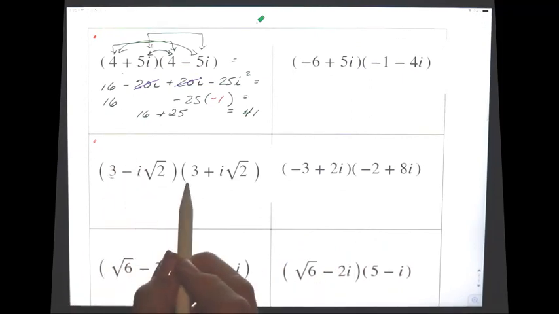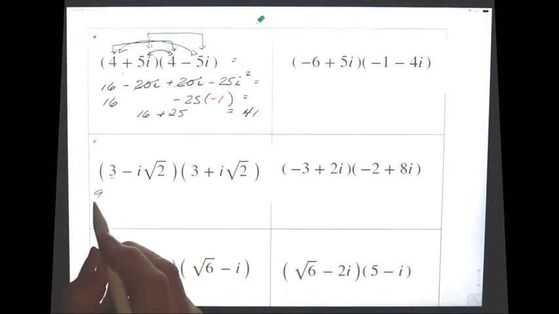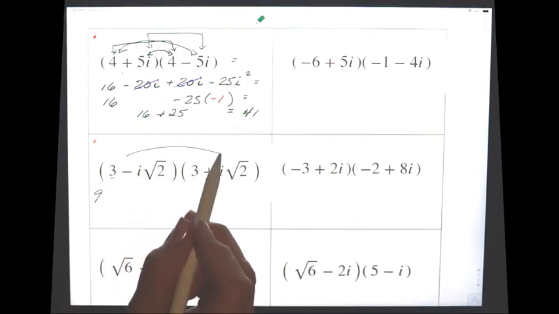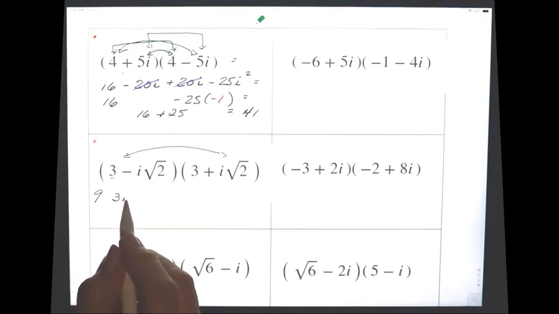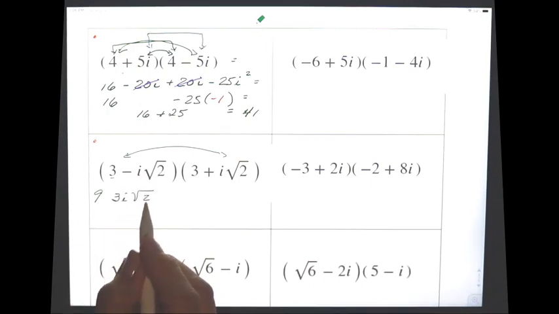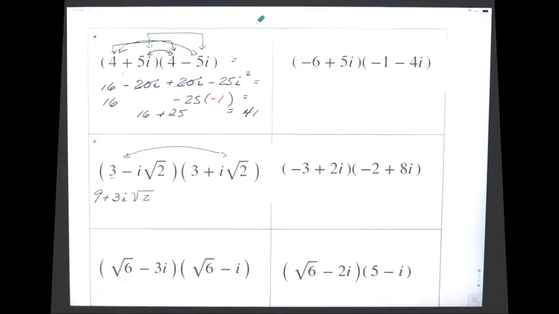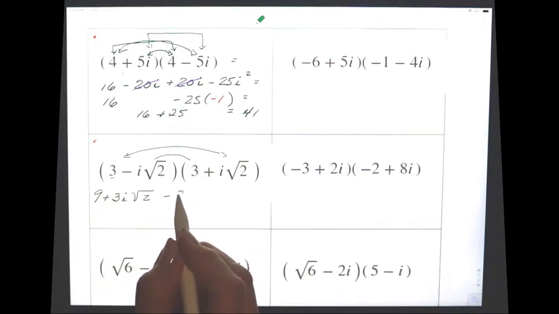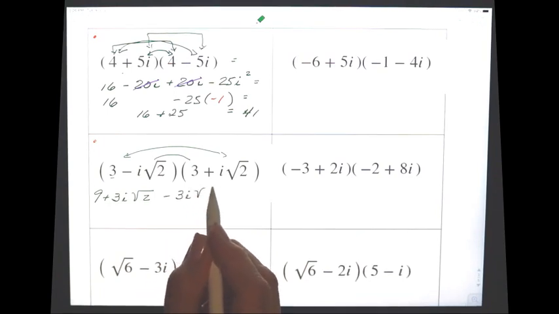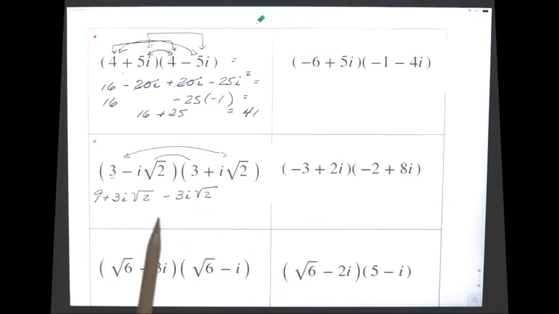So I'm going to do first times first to get 9. Then I'm going to do the outer product to get 3i times the square root of 2. Sorry, that's a positive there. I'm about to lose the sign. And here's a negative 3i square root of 2. And again, you can see that these are complex conjugates here. You see these two middle terms are going to add up to 0.